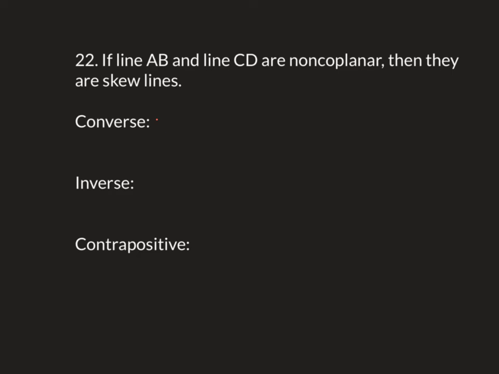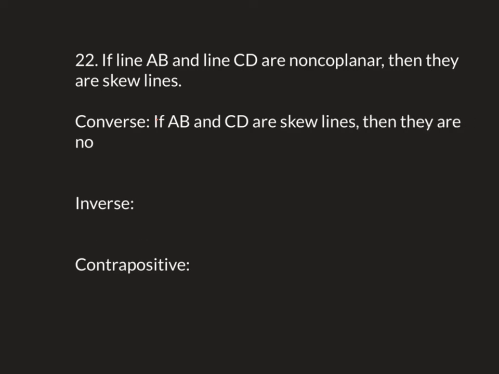All right, so for 22, doing the same thing. So we start off, if line AB and line CD are non-coplanar, then they are skew lines. So we will do the converse, which flips it. So if, I'm just going to do AB and CD, they should have the line symbols over them, but I can't type those. So if AB and CD are skew lines, then they are non-coplanar.